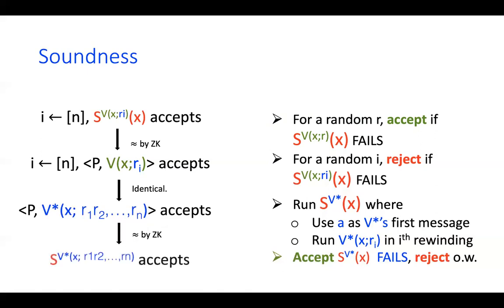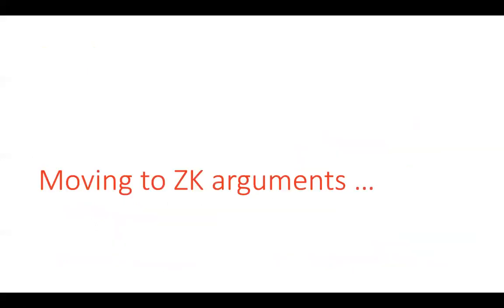And now, once again, applying zero knowledge, if this accepts, then the simulator with the malicious verifier on this random tape should also accept. So just by using zero knowledge, we can conclude that the simulator on this verifier must accept, which means that in step 4, the simulator will not fail, in which case it means that we will reject. Okay, so this is essentially the idea of Katz's lower bound.